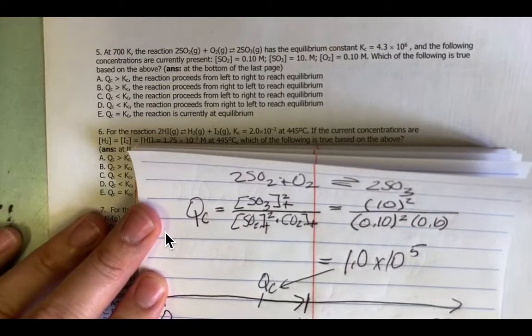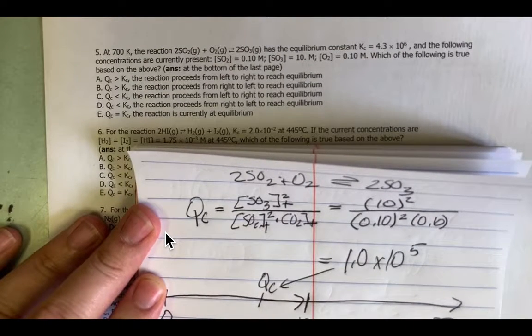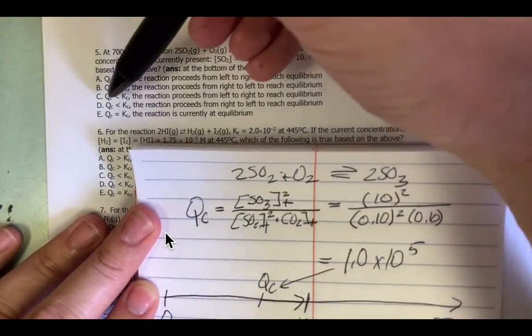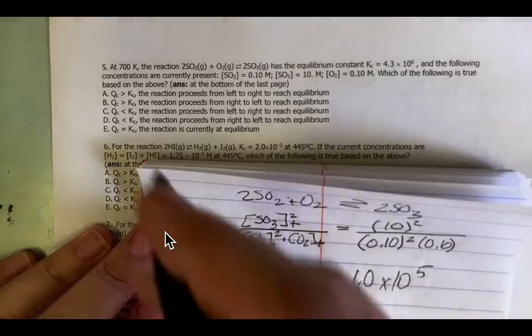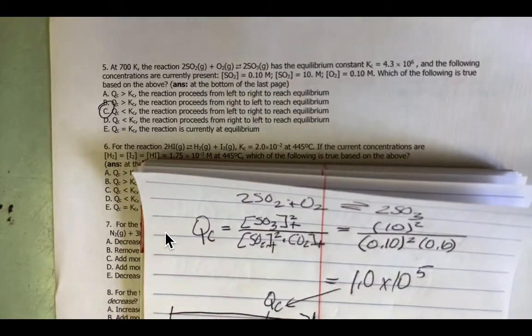And so let's see which one. Qc is smaller than Kc. So it's one of these two, either C or D. And we said the reaction will shift from left to right. So C would be the correct answer here.